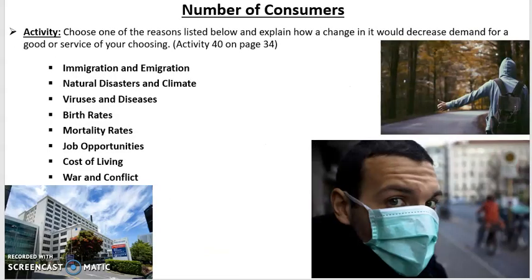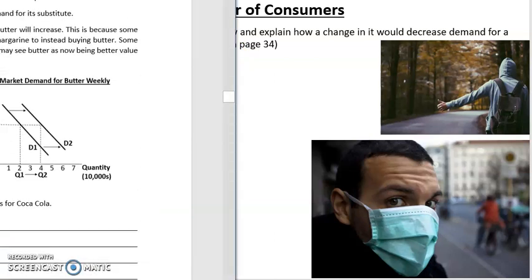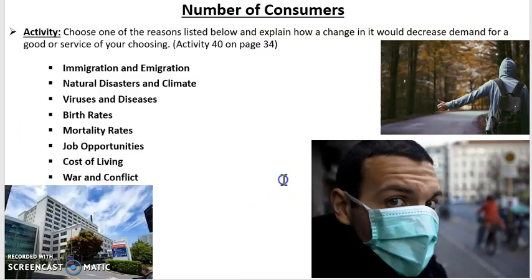Okay, following that, I'd like you guys to go on to page 40 of your workbook and complete activity 40 on page 34, and I want you to choose one of the reasons listed below for changes of numbers of consumers, and I'd like you to write an explanation over how the decrease in demand comes about. So there's no need to draw the shift in demand, but that probably would be my preference for you guys to practice. Okay.